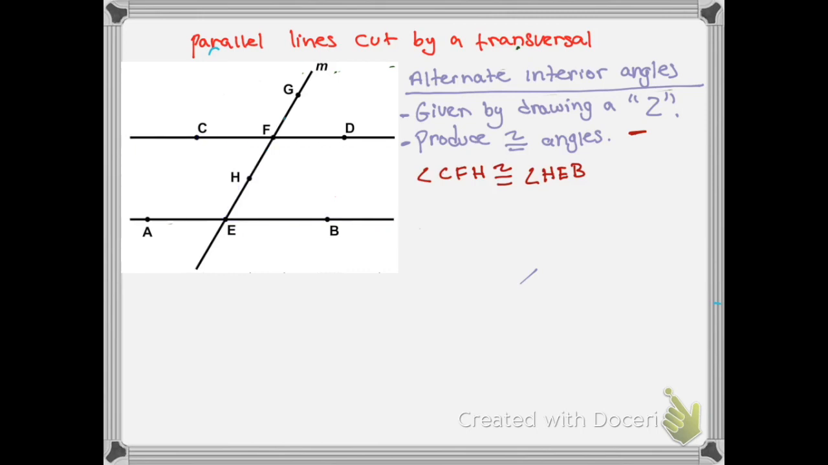But that isn't the only way to draw the Z. We can also draw the Z this way. If we start on this side, we go here, here, and here. And now we have this angle and this angle. These are also interior and they're alternate. So drawing it this way gives us that angle DFH is congruent to angle AEH.